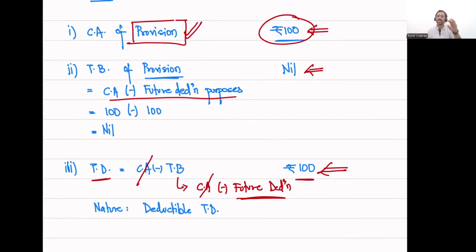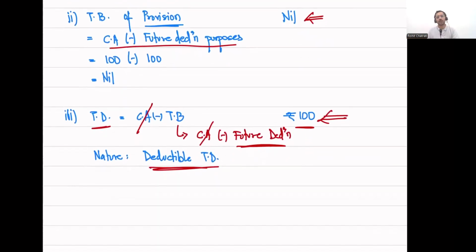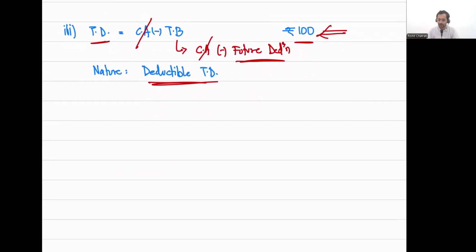So basically, in case of a liability, 99% of the times you're only going to see deductible temporary differences. In 1% corner cases, you may also have taxable temporary differences. But generally it will always be a deductible temporary difference.